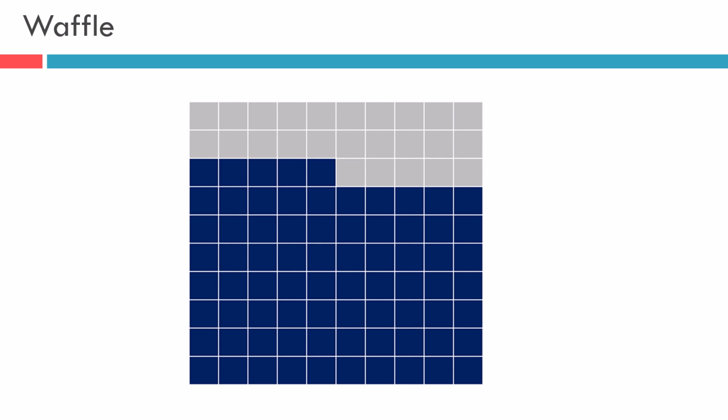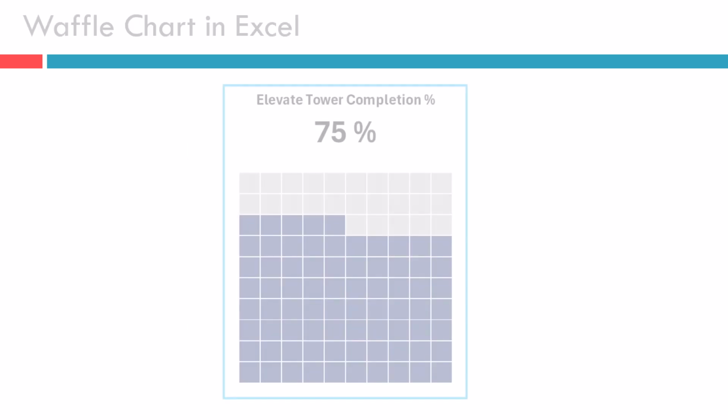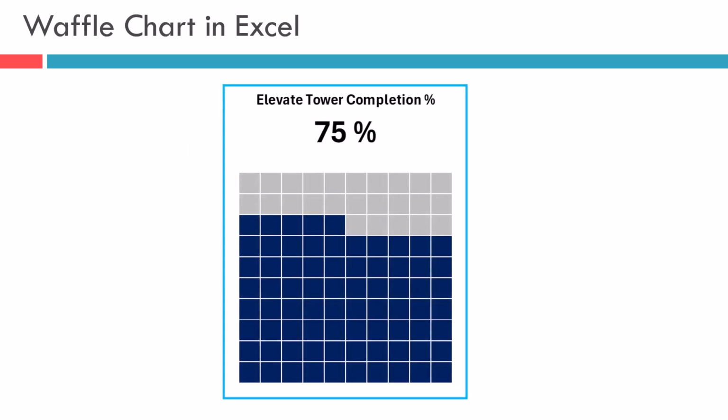So let us now create a waffle chart for one of the building projects which is currently under construction and is 75% complete. We need to create a waffle chart as shown on the screen inside Excel. Now this chart is not inbuilt in Excel, so we need to use a workaround to create it. There are different approaches to create this inside Excel. In this video, I will show you one of the simplest approaches, using conditional formatting to create this waffle chart in Excel. So let us get started and move to Excel to create this chart.